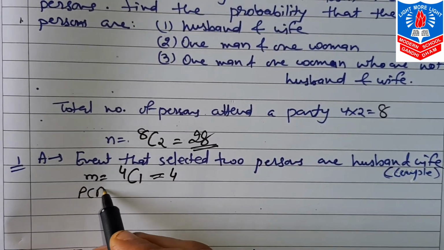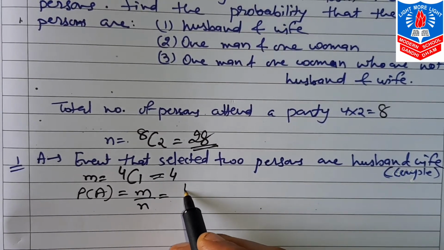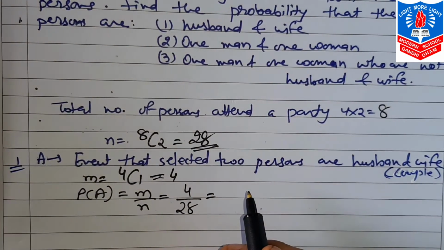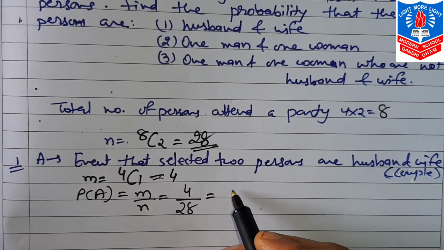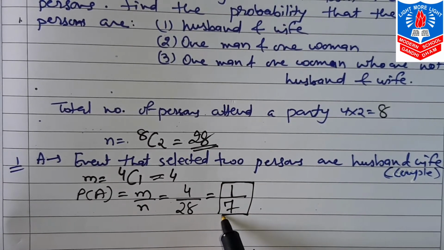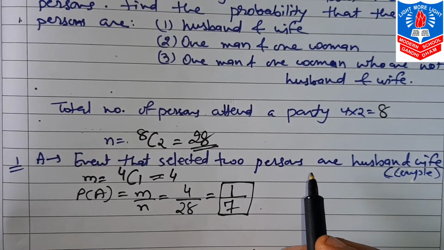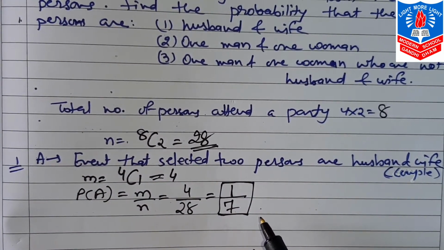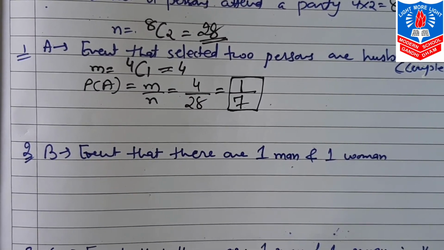So the probability of A will be m upon n, which is 4 by 28. Writing this 4 by 28 in the simplest form, that will be 1 by 7. So the first answer, the probability that the 2 persons selected are husband and wife, will be 1 by 7.